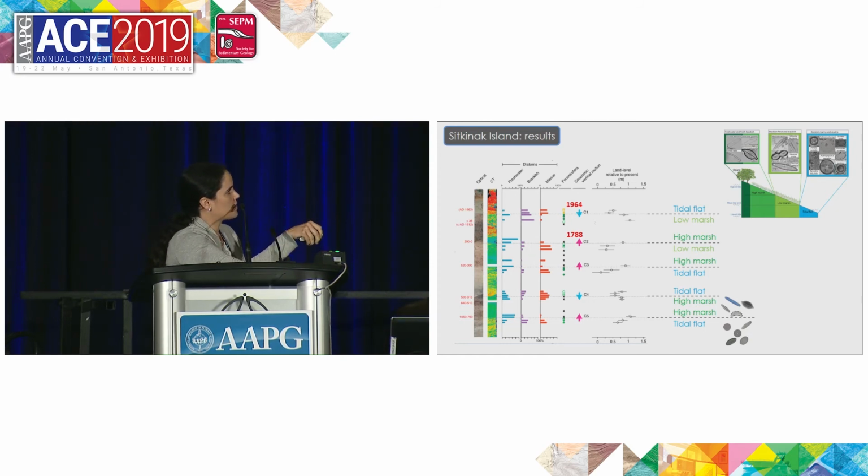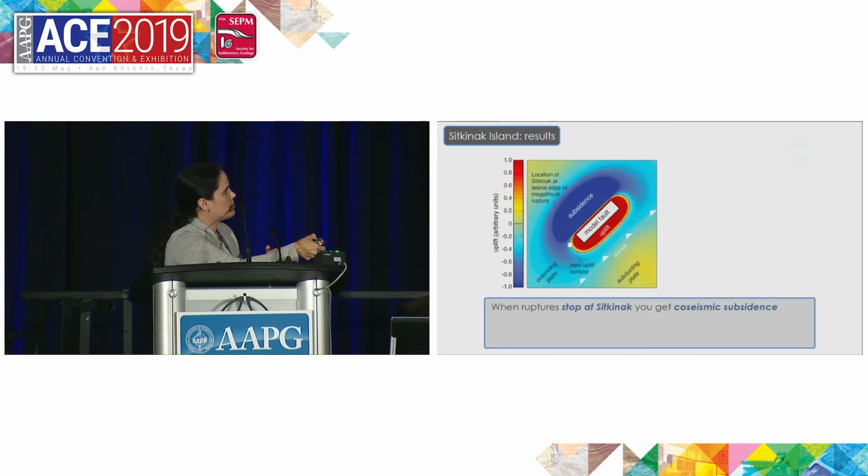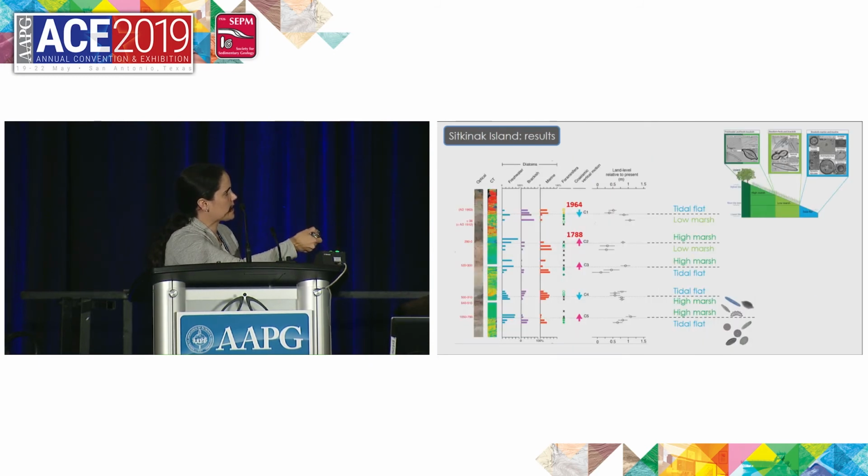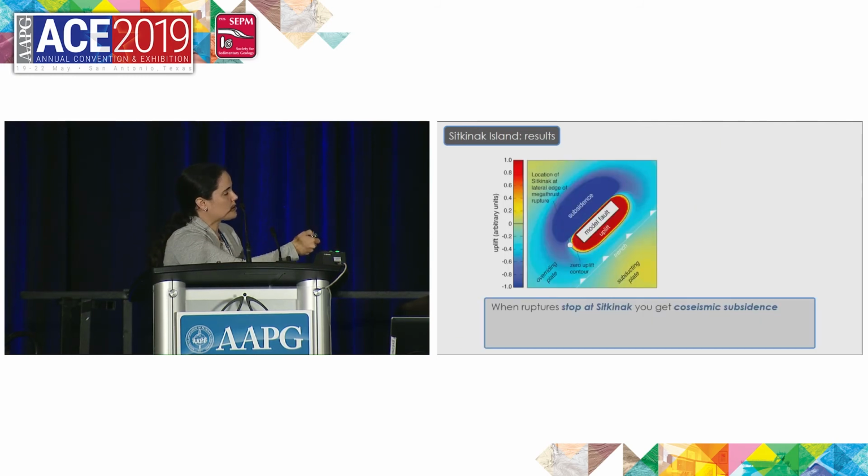And I didn't put the values here, but we also did the quantitative estimate of these land level changes, which were on the order of about half a meter to 1 meter for each contact. So yeah, we have this mixed record. Oh, and I should have pointed out that in our record, we do think we see 1964 based on cesium dating, and then the 1788, which was that multiple segment rupture. So we have this mixed record of both uplift and subsidence at the same site.